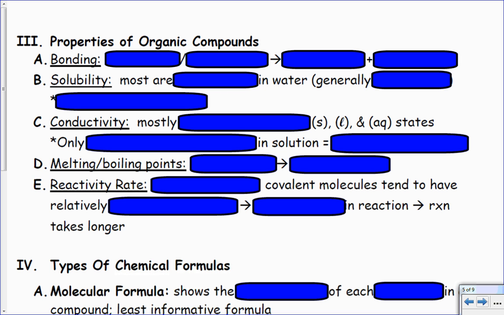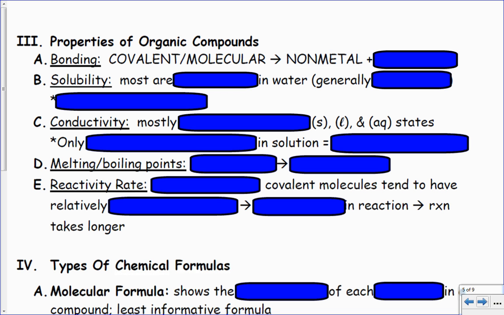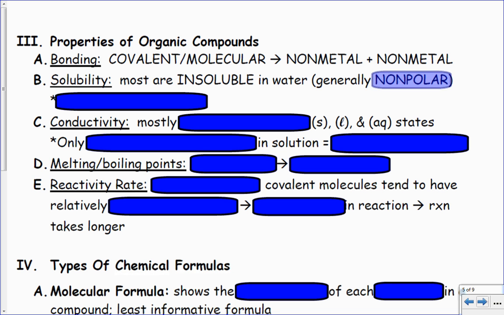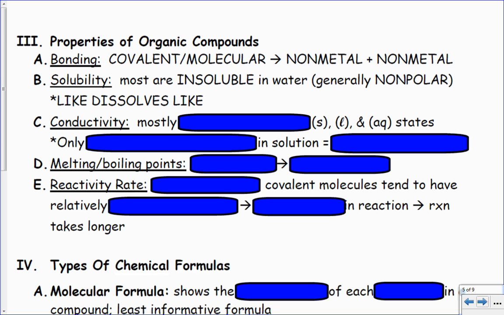Properties of organic compounds. First things first. Bonding. They're always covalent or molecular. Those are synonyms. It's always a nonmetal and a nonmetal. Solubility of organic compounds. Most are insoluble in water, meaning they do not dissolve. Generally, they're nonpolar substances. So oil is an organic compound. It does not dissolve in water because it does not follow the like-dissolves-like rule. Polar plus polar, nonpolar plus nonpolar.